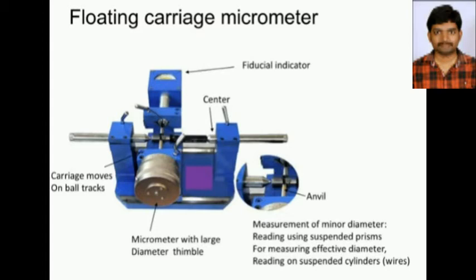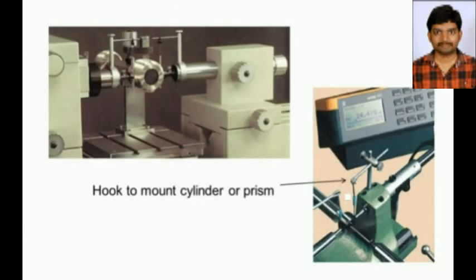So this carriage which is carrying the micrometer moves on ball tracks freely. Hence, it is called a floating carriage micrometer. So, for measurement of minor diameter, the reading is taken using suspended prisms. So, for measurement of effective diameter, readings are taken on suspended cylinders or suspended wires.